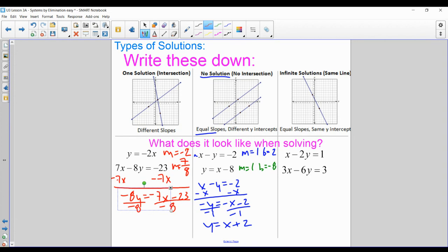This last option, when I have infinitely many solutions, I have the same slope and the same y-intercept, so they become the same line. Every point is the same as the other line. Okay, so make sure you have that in your notes.